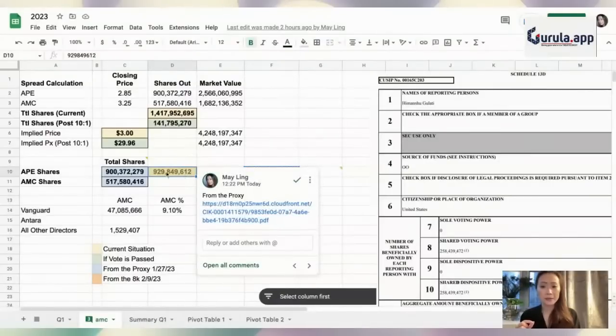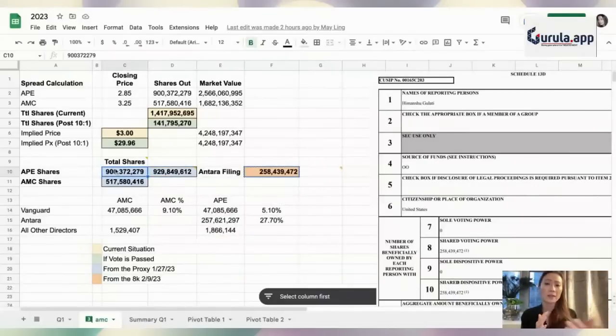But realize that from the proxy that was filed the 26th, last week, 2 weeks ago, at the end of January, it said 929 million APE shares. But then in this 8K, there was another piece of verbiage that was 900 million. So there's a little bit of a remainder that's off a bit.